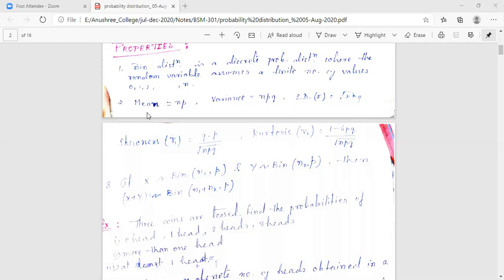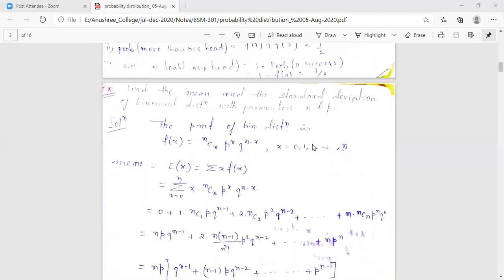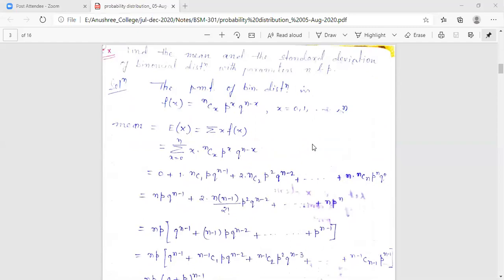So today we are going to have a justification of why the mean is np and the variance is npq. Today we are going to check it out, and obtain how, for the binomial distribution, the mean is np and the variance is npq. So let's have the problem. We can treat it as a problem.